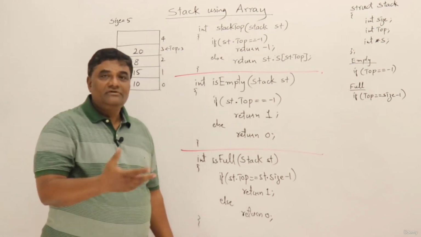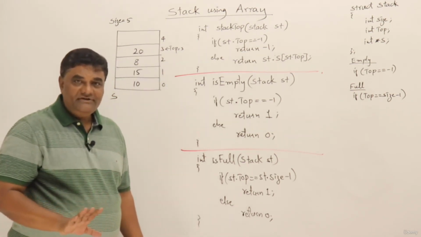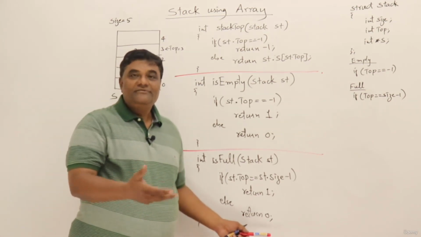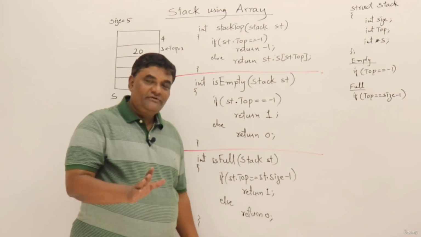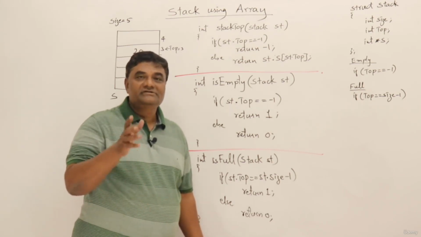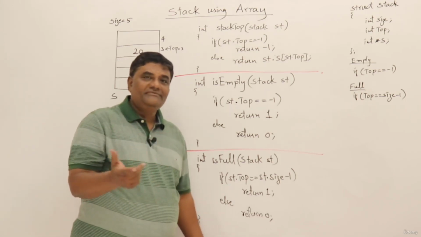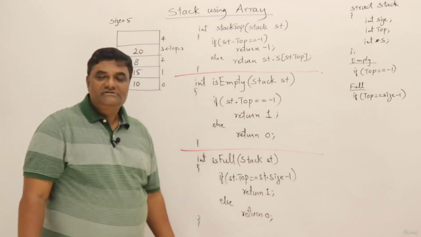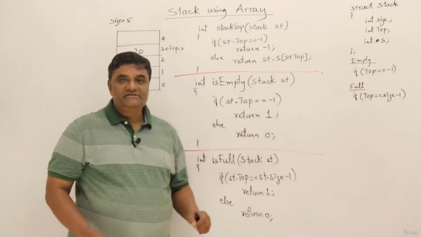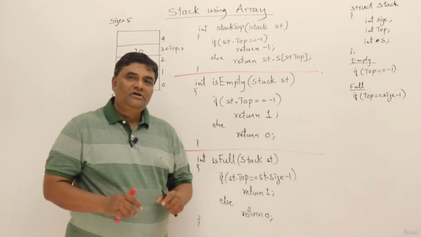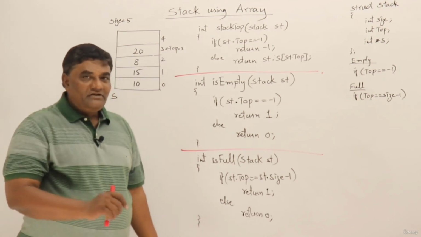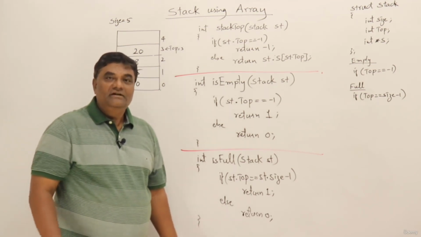True means a non-zero value in C language. So it is returning 1. Else the stack is not full, so return false, that is 0. So 0 is false and any non-zero value is true. We prefer taking 1 as true, so we have taken 1 for true and 0 for false. The time taken by all these functions is constant. So all the operations we saw on the stack take constant time. That's all about stack using array.